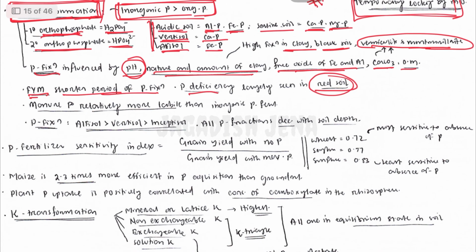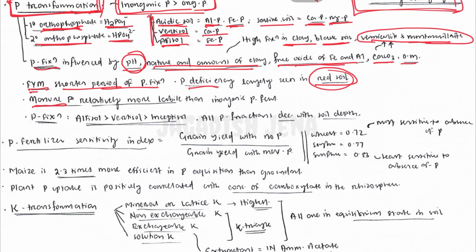Then manure phosphorus, that means when we are applying phosphorus through manure, that is relatively more labile than inorganic phosphorus, because inorganic phosphorus is prone to different types of fixation or precipitation. So manure phosphorus or organic phosphorus is more labile in nature. Phosphorus fixation, if you see in different clay minerals, is higher in alfisol, followed by vertisol, followed by inceptisol. All phosphorus fractions decrease with soil depth. So when we go down the soil profile, all phosphorus fractions decrease.